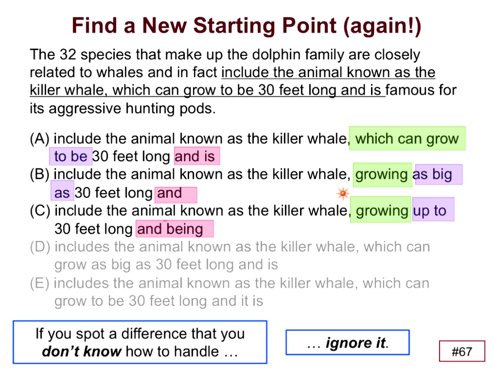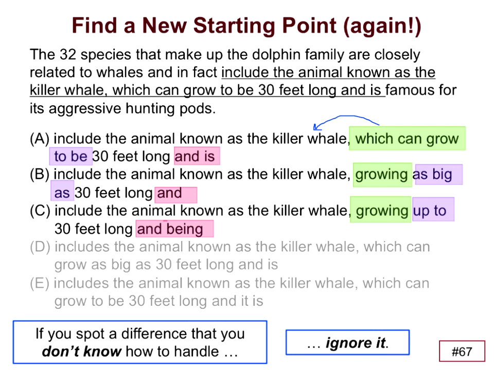Okay, I've got lots of votes for which over growing. And Anthony's telling me which refers to the killer whale. Okay, so let's see. This whole piece of information about growing to be 30 feet long and is famous for its aggressive hunting pods. So Anthony, what you're saying is we want to talk about the killer whale, and so the which option does that.